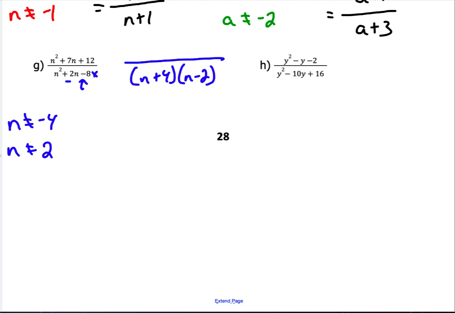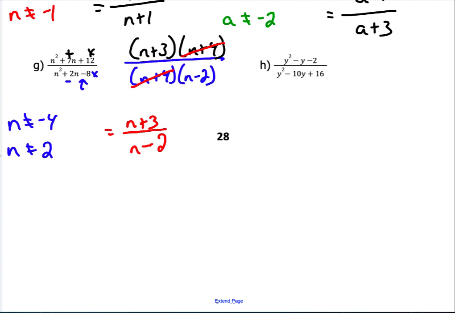My numerator, it's got to multiply to give me 12, but add to give me 7. So that's going to be n plus 3 and n plus 4. Remember, our goal is to try to get something to cancel out. So as you're looking for factored pieces, try to find something that's going to match what you already had in your denominator. So I get n plus 3 over n minus 2.